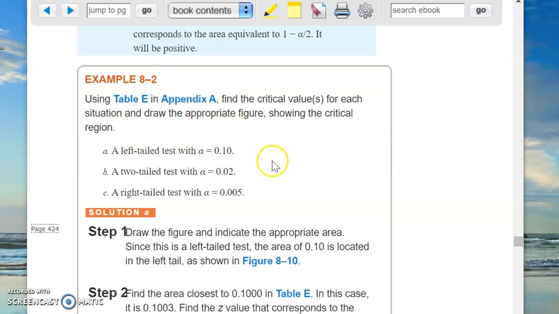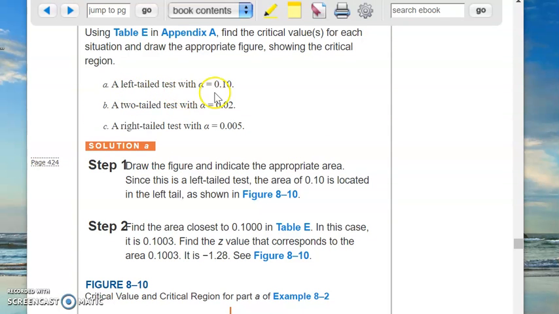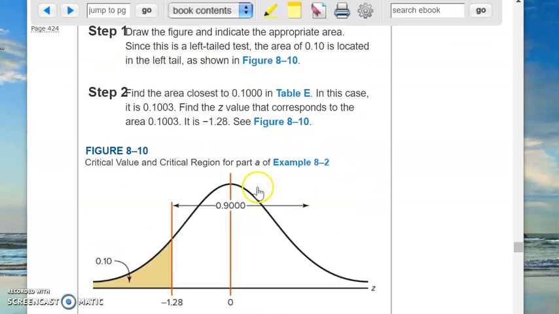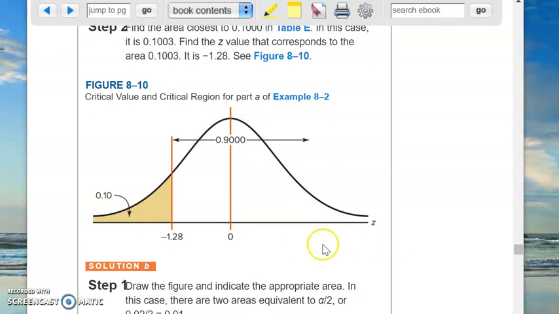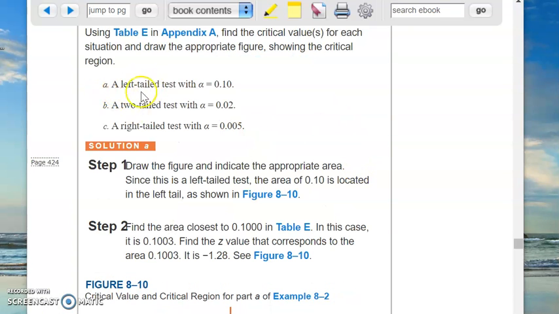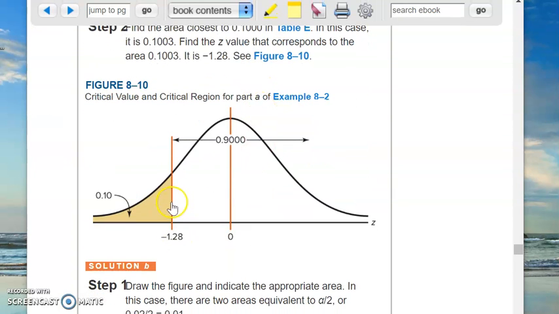So here's example 8-2. We're going to use table E. That's the table for the Z scores, the Z distribution. We're going to find the critical values for each situation, and we're going to draw the appropriate figure. Okay? So A is a left tail test, alpha is equal to 0.10. First thing we do is we draw our cartoon. Alpha is 0.10. That means that over here is a 10% chance of being wrong. Now you notice problem A said a left tail test with alpha equal to 0.10. That's how we know it's over here. It's a left tail. That's where the possibilities for errors are.